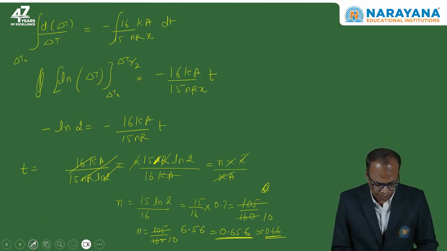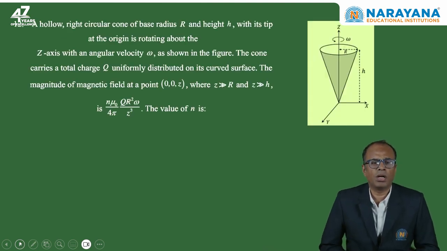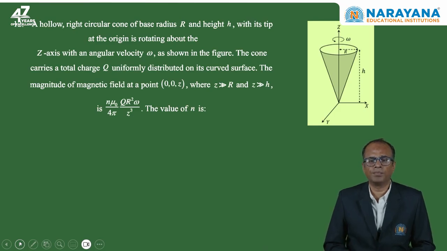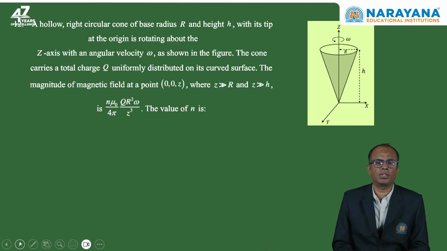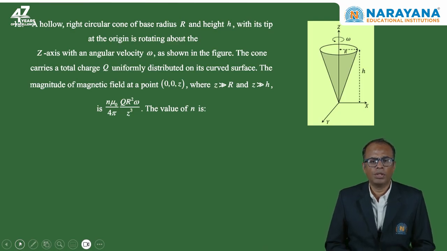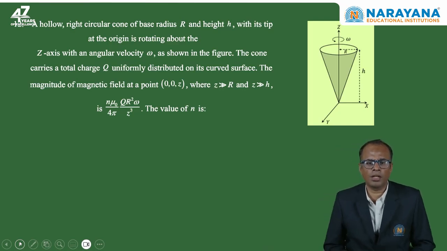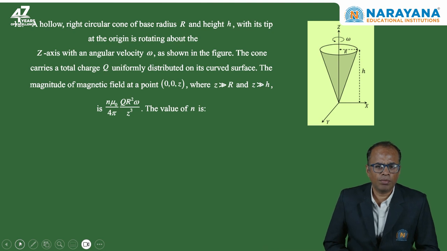Okay, let's start with the next question. So let's start with question number 12. A hollow right circular cone of base radius r and height h with its tip at the origin is rotating about the z-axis with angular velocity omega as shown in the figure. The cone carries a total charge q uniformly distributed on the curved surface. We want to find the magnitude of magnetic field at 0, 0, z, where z is greater than r and greater than h. And we want to find n.